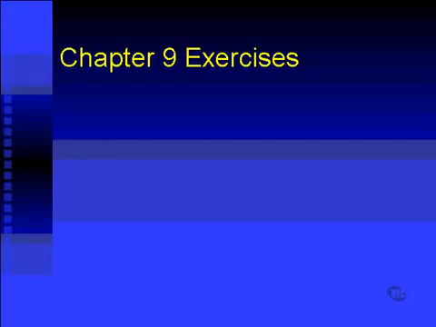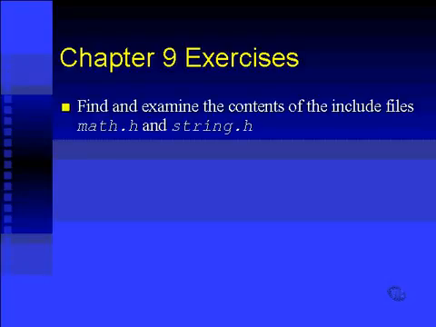Here are the exercises for Chapter 9 on the C preprocessor. Firstly, this isn't really an exercise, it's just go and examine, see if you can find them, the include files math.h and string.h. You may have to look in the documentation of your compiler to find out where they are, but this is good. It's good for you to at least know where they are, and it's also good for you to have a look at a couple. So just go and check them out.